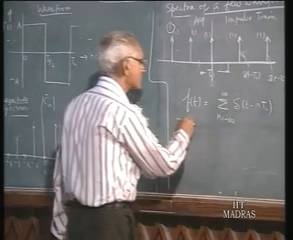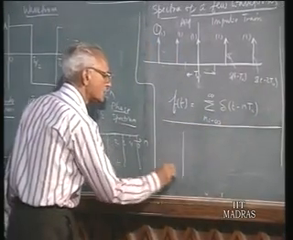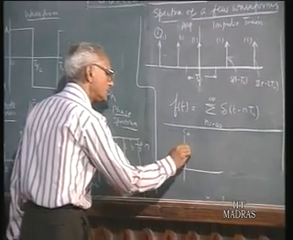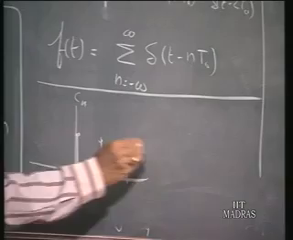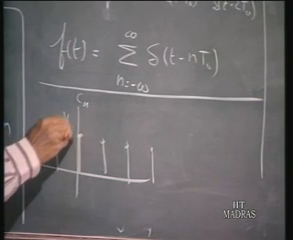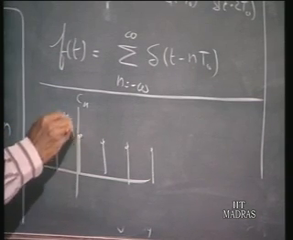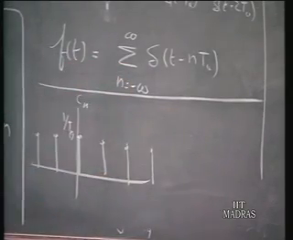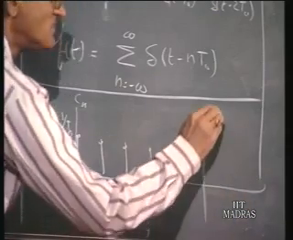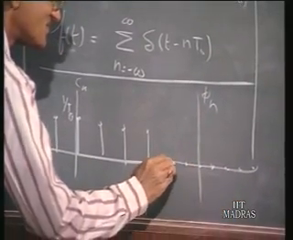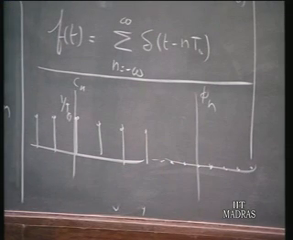So what do we have for the spectrum? We have Cn, the magnitude spectrum, flat, all components are the same value 1 over t naught. Phase 0, because Cn is real and positive, that means the phase spectrum is 0. Very interesting result that we got now.